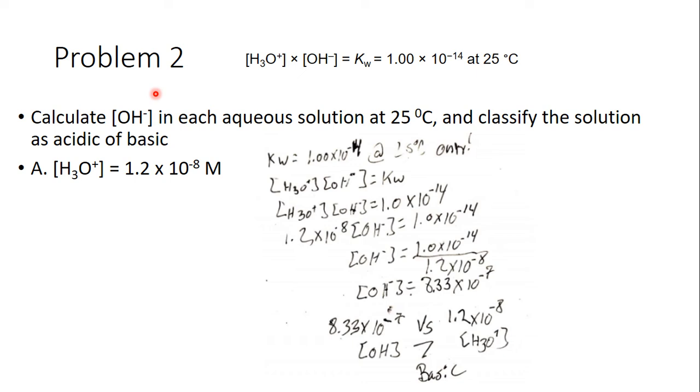So I want to calculate the amount of OH in an aqueous solution at 25C and determine if that solution is acidic or basic if I start with a hydronium concentration of 1.2 times 10 to the minus 8. So hydronium, H3O plus, that's our acid. Normally chemists will shorthand that as H plus. H plus doesn't actually exist, it's always going to be H3O plus. So when you see H3O plus, it means acid.